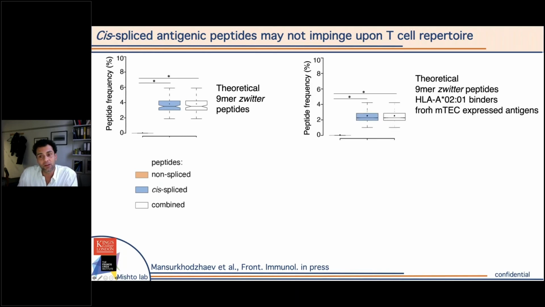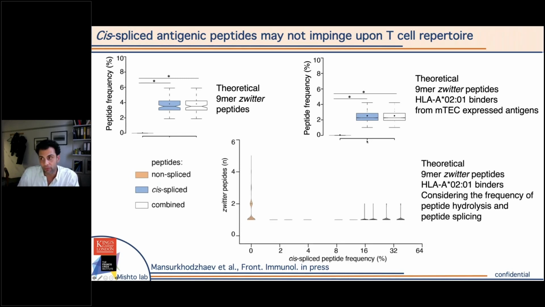When we then consider also the binding affinity to the HLA-0201, that is the most frequent allele in the Caucasian population, as well as the expression of the antigens in the mTECs, which are those that present the epitopes to the thymocytes during the negative selection, then we still have very few cases of non-splice peptide, but a significant number of splice peptide that are zwitter, or could be zwitter peptide.